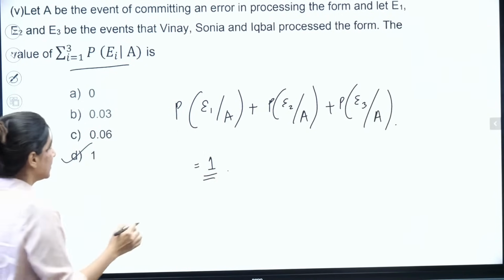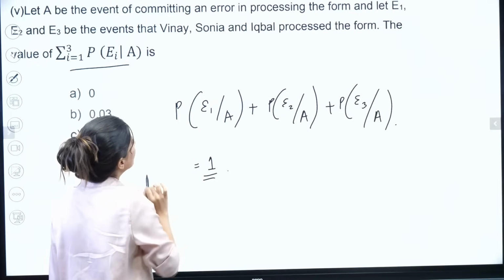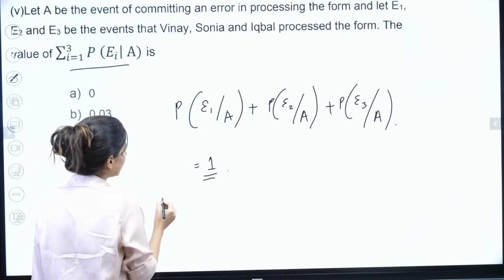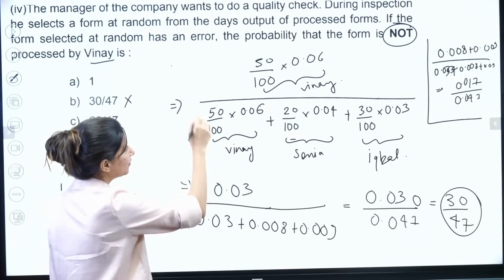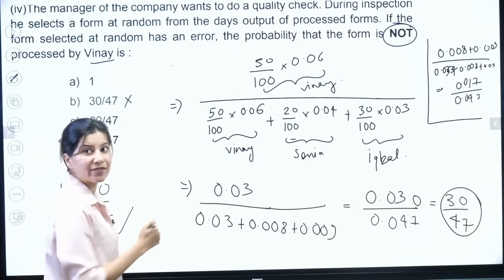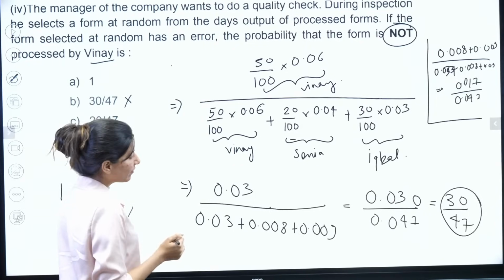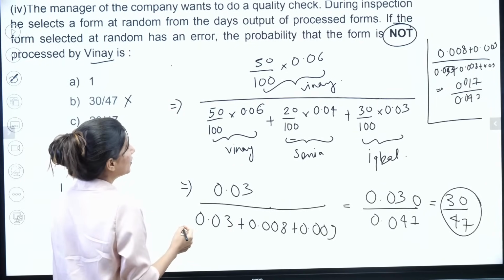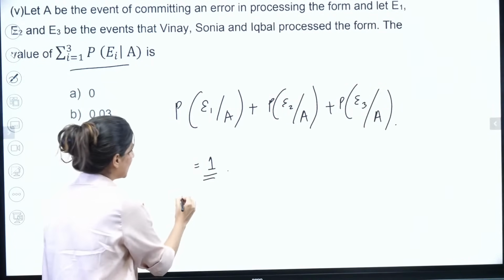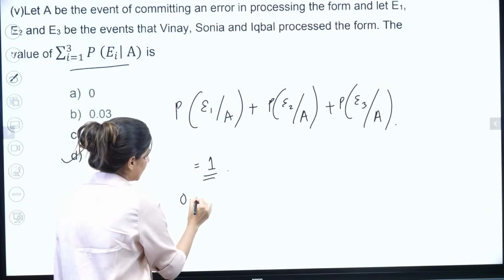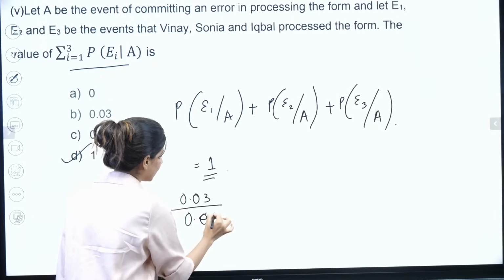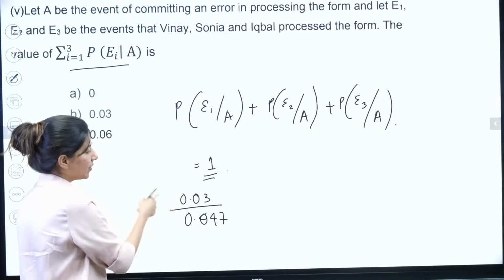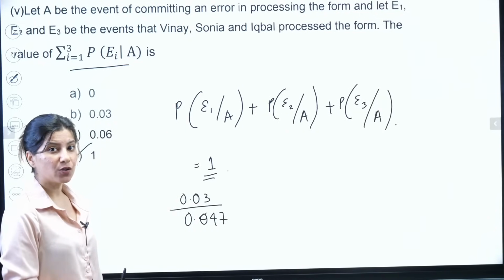How come? Let me show you. Probability of E1 given A is nothing but this. Vinay, yes. So probability of E1 given A is 30 by 47 only. Can you see? So probability of E1, that means Vinay, is 0.03 upon 0.047. This is your complete Bayes theorem, okay?